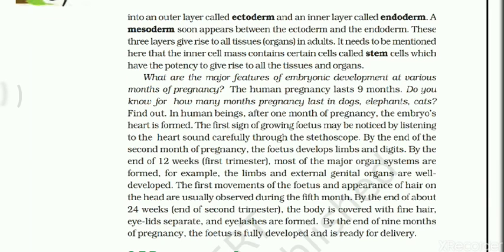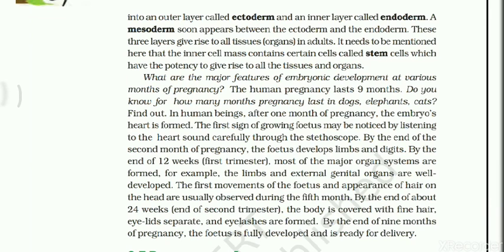So the embryonic membranes contain, as we are triploblastic organisms, the outer ectoderm, middle mesoderm and internal endoderm. So ectoderm and endoderm will be formed first and mesoderm will be differentiated in between ectoderm and endoderm. So these three layers give rise to all tissues and organs in adults. It needs to be mentioned here that the inner cell mass contains certain cells called stem cells, which have the potential to give rise to all the tissues and organs.